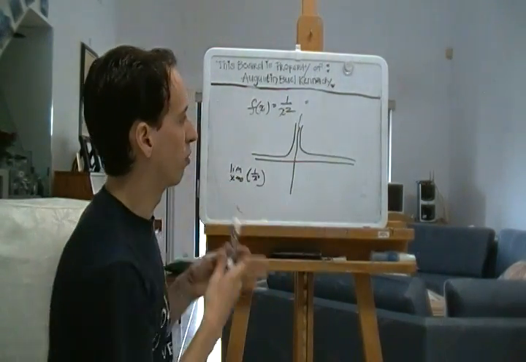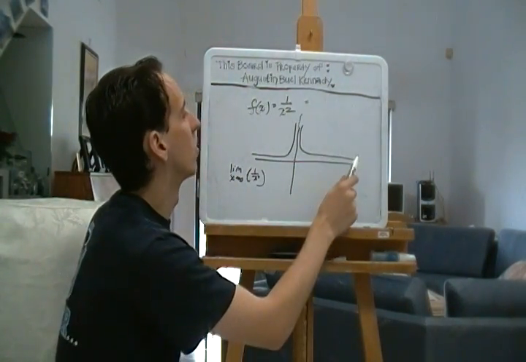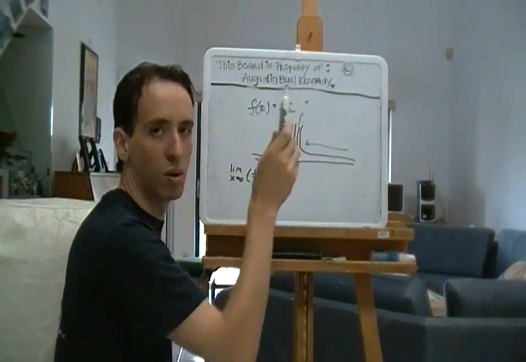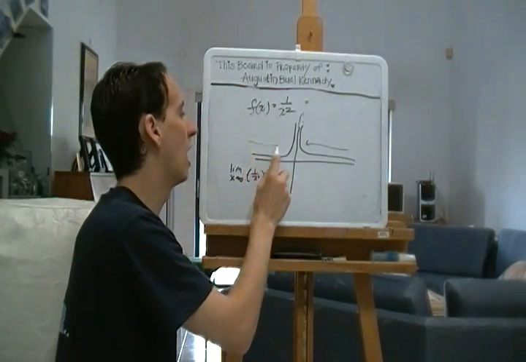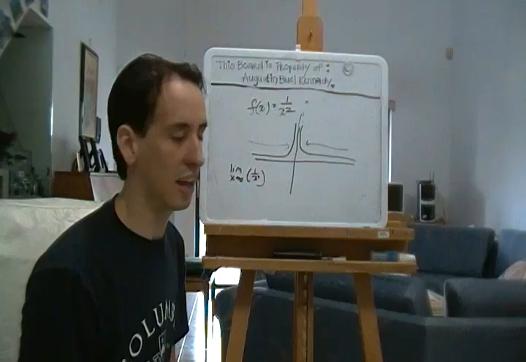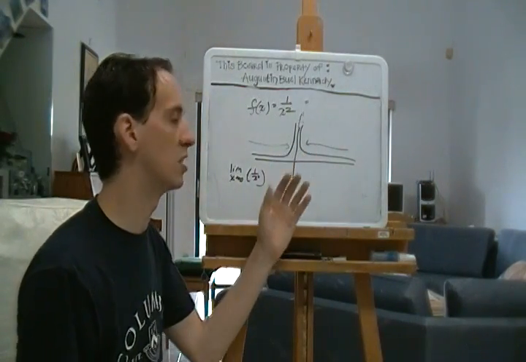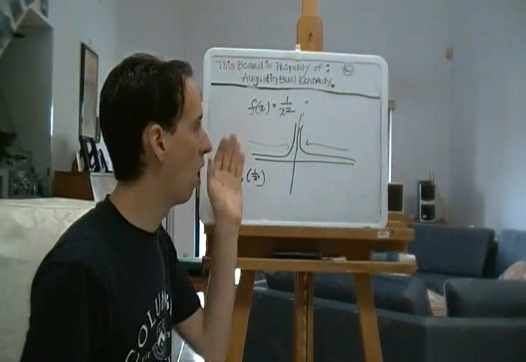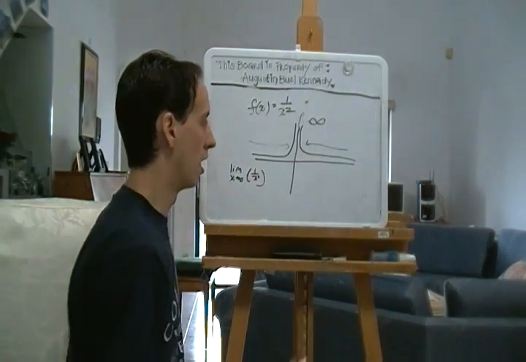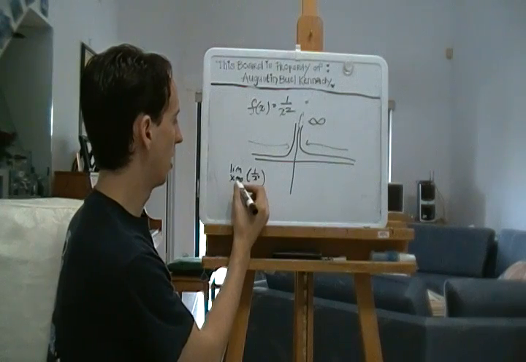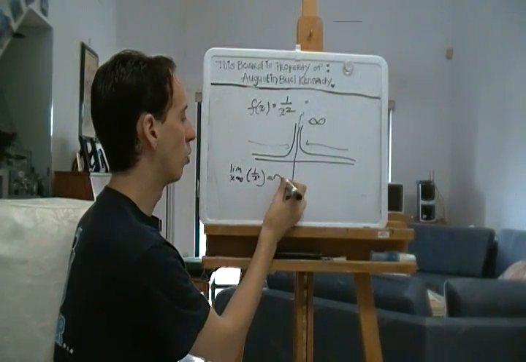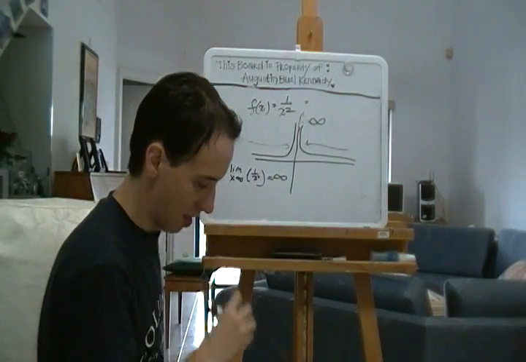So let's look at this function from the right. From the right, it looks like as we get closer to 0, we're going to some really huge number. And from the left, we're also going to some really huge number. And in fact, that's exactly what's happening. Both of these limits are converging on infinity. Limit as x approaches 0 of 1 over x squared equals infinity.